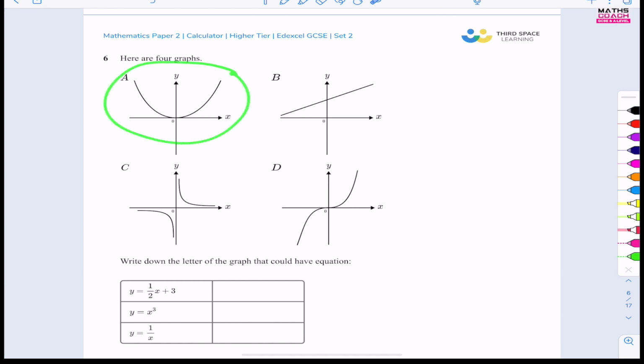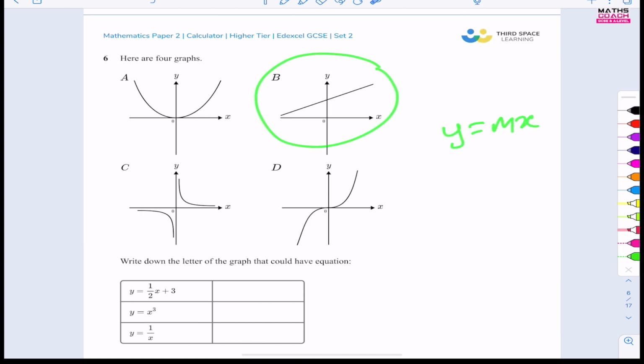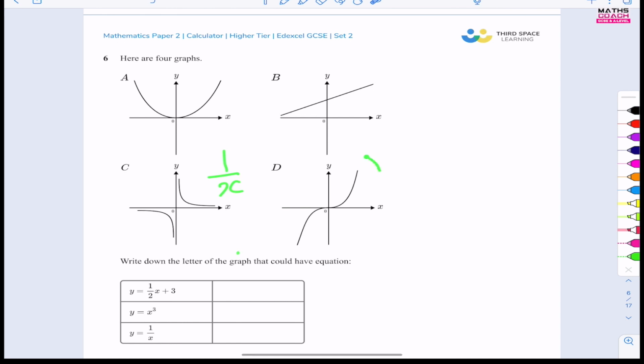This graph is a quadratic graph. It's going to have an x squared in it. B here is a linear graph. It's going to be in the form y equals mx plus c. This graph here is a reciprocal graph. It's going to be 1 over something like x. This graph here is a cubic graph. It's going to have a cube in it somewhere. So that's the way you're going to identify it.